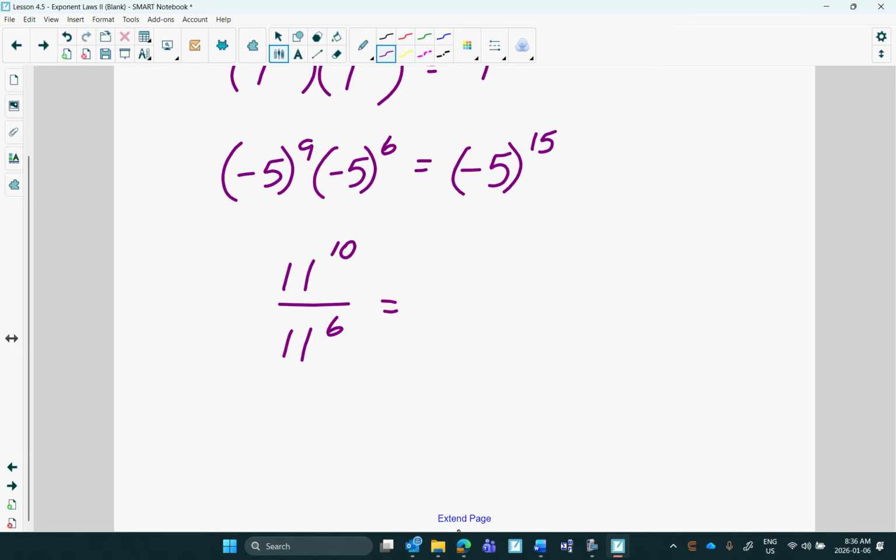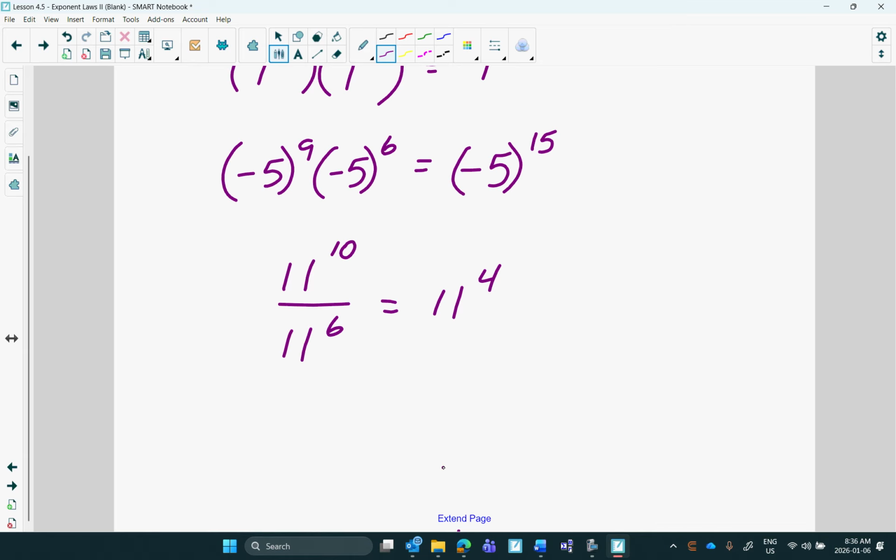What if I said that? Well, when we multiply powers, we add the exponents. So when we divide, we subtract the exponents. So what would your answer be? 11, 4. Okay. So those were two of what we called exponent laws, the multiplication exponent law and the division exponent law.